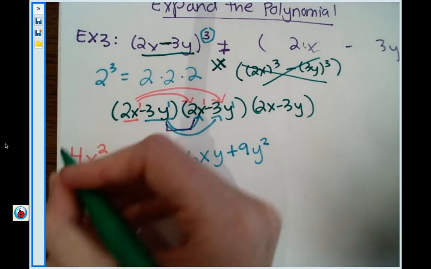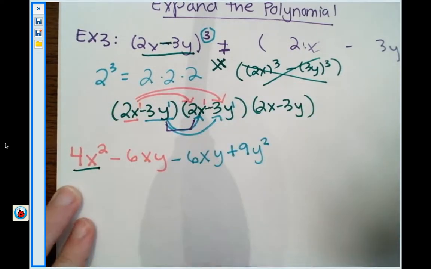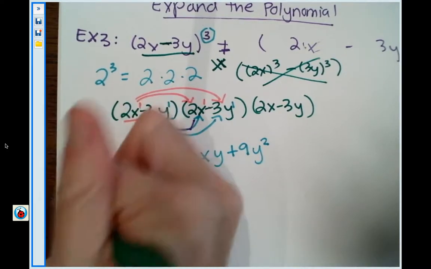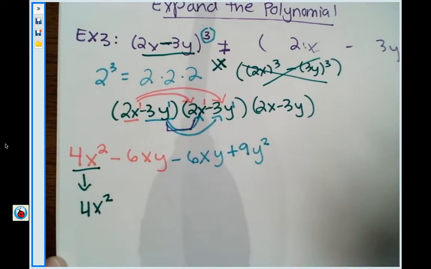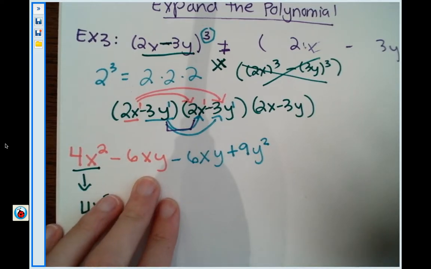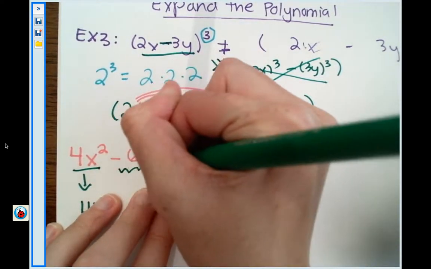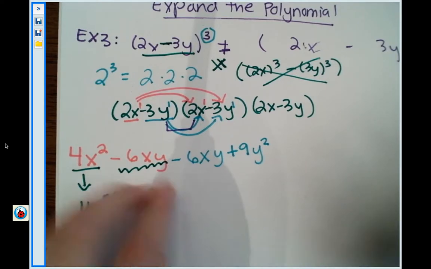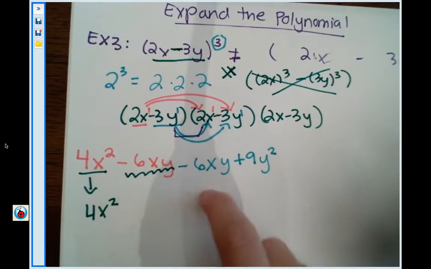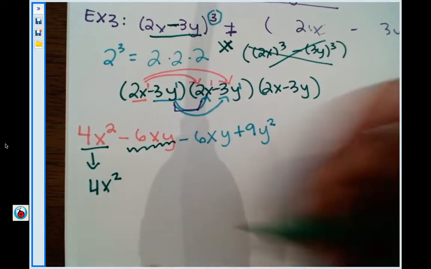Alright, so I'm going to start with 4x squared. I don't see any other x squared terms to combine to, so I'm just going to bring that down. Okay, next I'm going to look at my xy. So I have a negative 6xy. I'm going to look to see if any other terms have an xy in it. Holy hot dog, you guys, right there. That one has an xy in it.